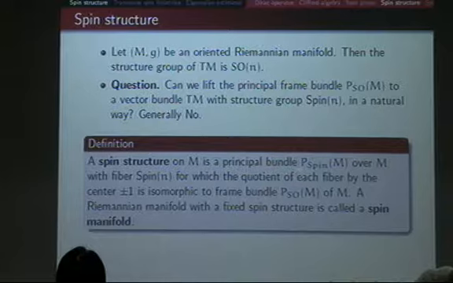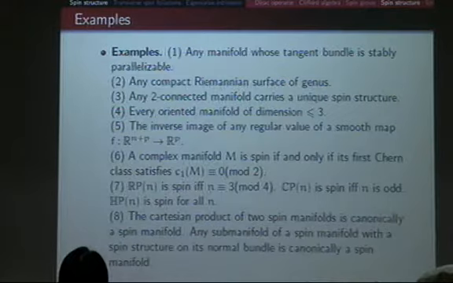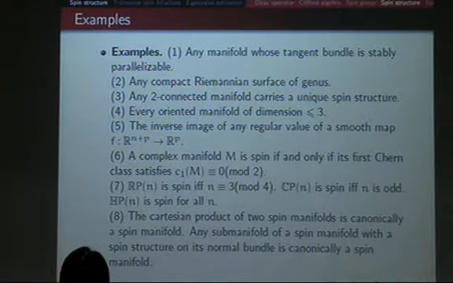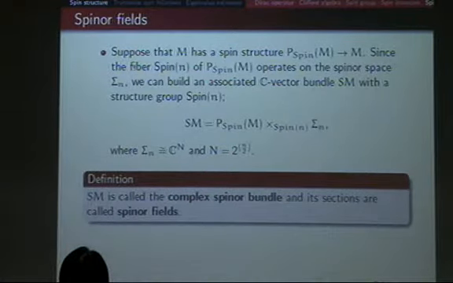A spin structure is a principal bundle P_Spin(M) over M with fiber Spin(n). A Riemannian manifold with a fixed spin structure is called a spin manifold. For example, there are many manifolds which admit spin structures like this one. Now M has a spin structure. Then we can construct the spinor bundle, a vector bundle like this one. This is called the spinor bundle, and each section is called a spinor field.